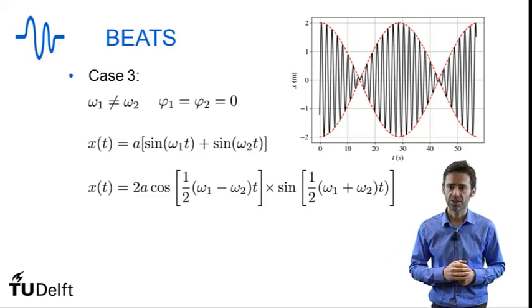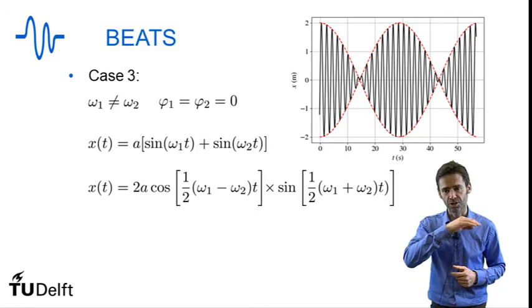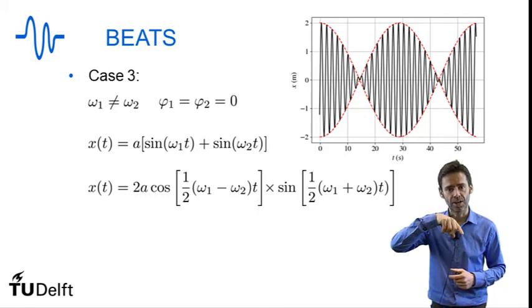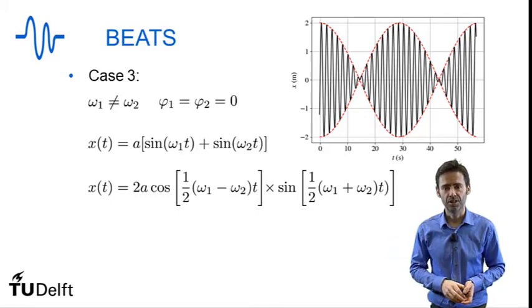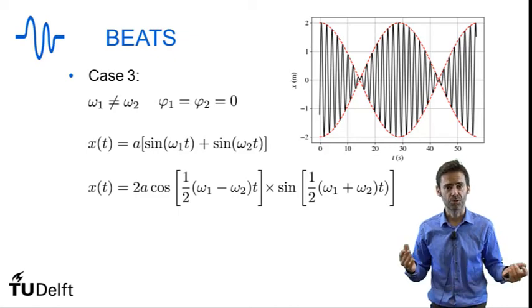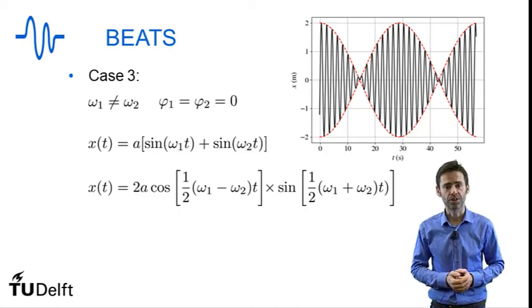So you get a pattern that is shown here in this graph, where there's a slowly varying envelope around a highly oscillating frequency. This is what is called a beat, and it is, for example, important when you want to tune your guitar.